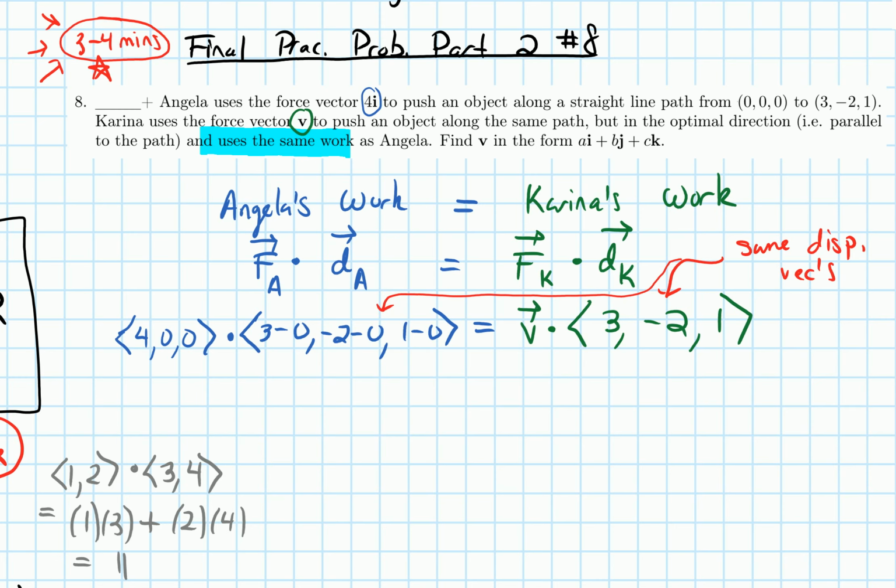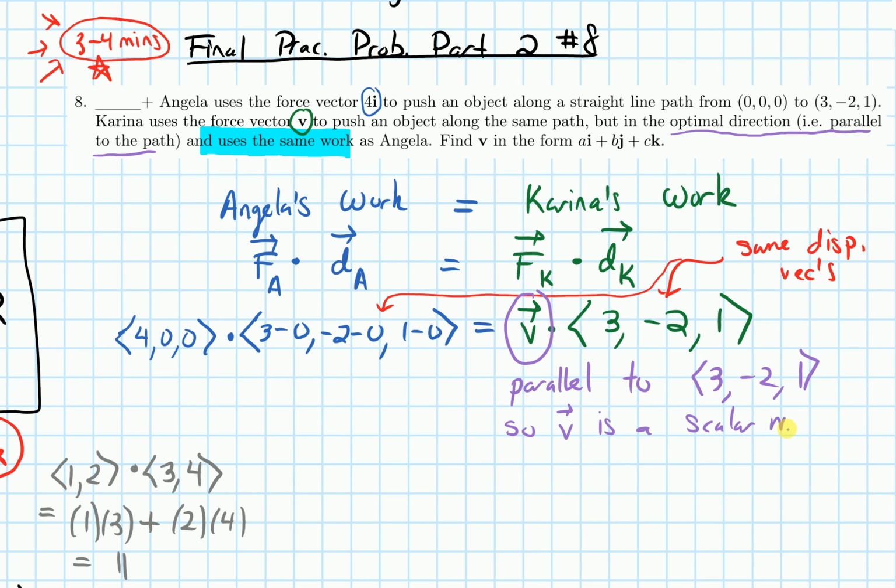All right. So the problem tells us a key fact about this vector v that we're trying to find. It tells us that v is pointing in the optimal direction, i.e. it's parallel to the path. So v is parallel to the displacement vector, parallel to 3, comma, negative 2, comma, 1. So when two vectors are parallel, that means v is a scalar multiple of the other vector, a scalar multiple of 3, comma, negative 2, comma, 1.